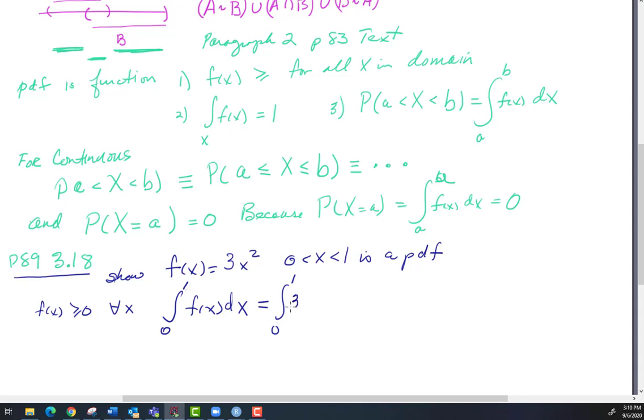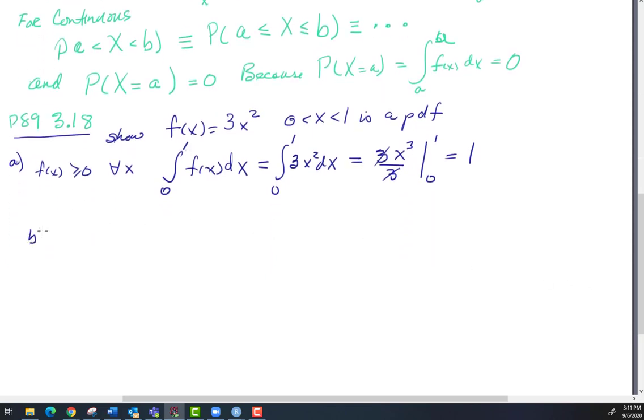0 to 1, 3x squared dx would be equal to 3x cubed over 3 between 0 and 1. The 3's cancel out. 1 cubed is equal to 1, and 0 cubed is 0, so it's 1 minus 0 is 1. So that is a PDF. And there's a part B to this example, so that was part A. Get a little more paper here.